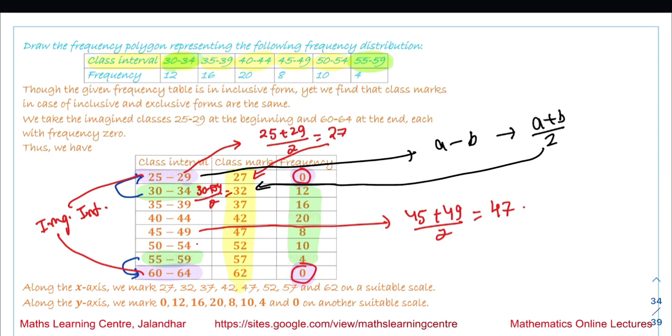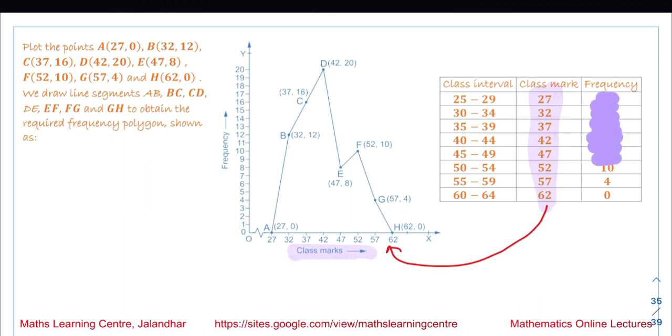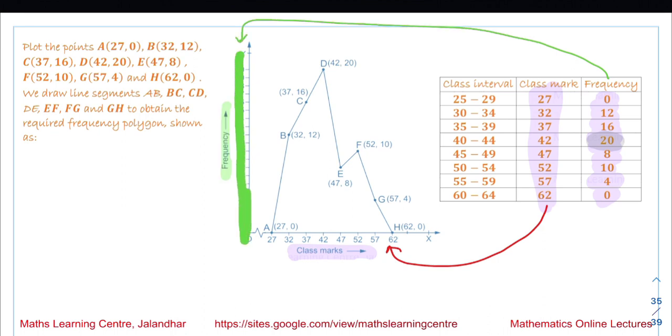Now on the x-axis we have to mark these class marks. And on the y-axis we have the maximum value of frequency, which is 20. So on the y-axis we have marked the values of frequencies.